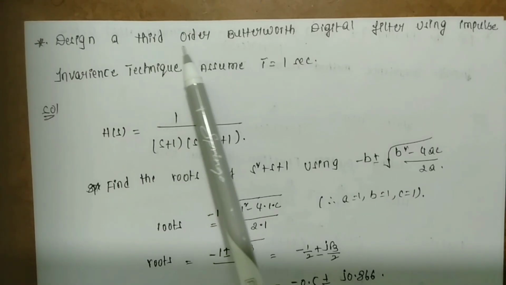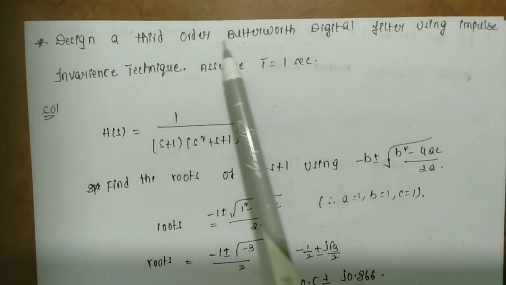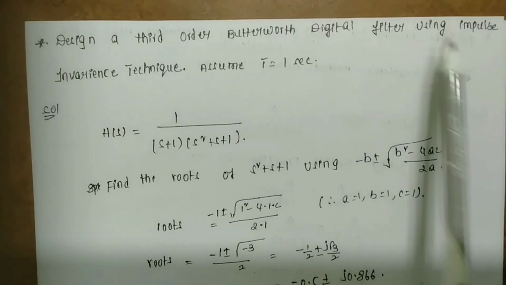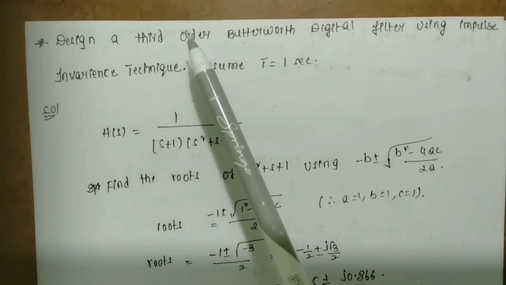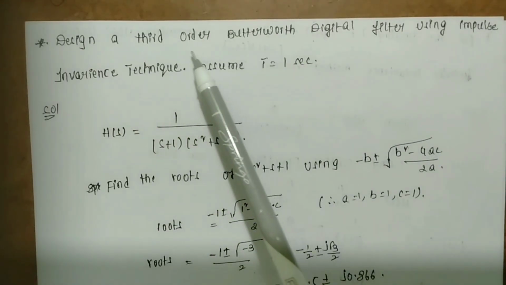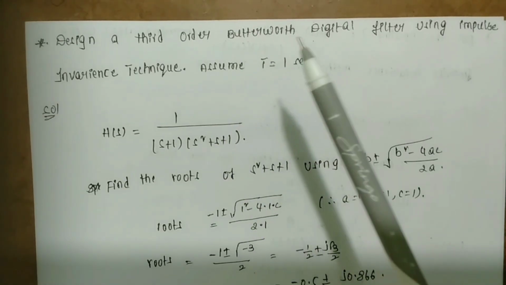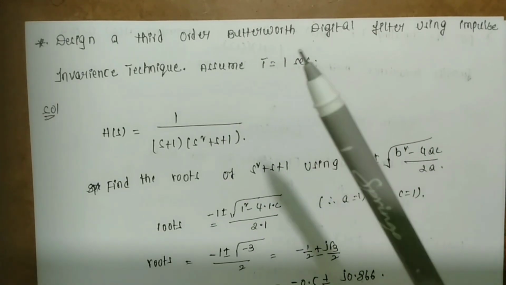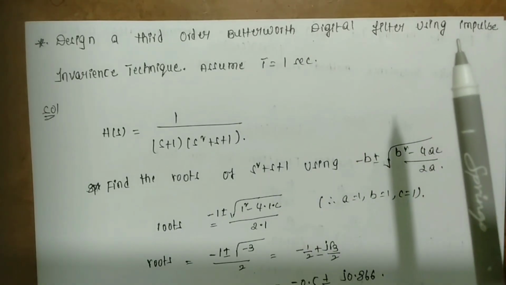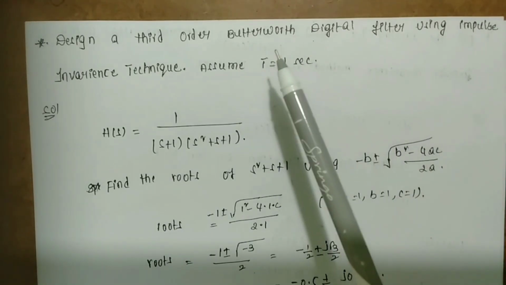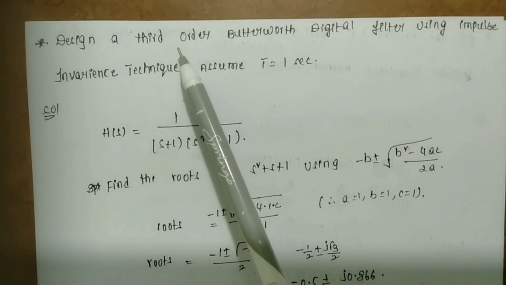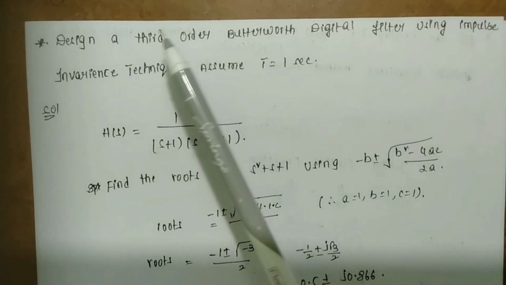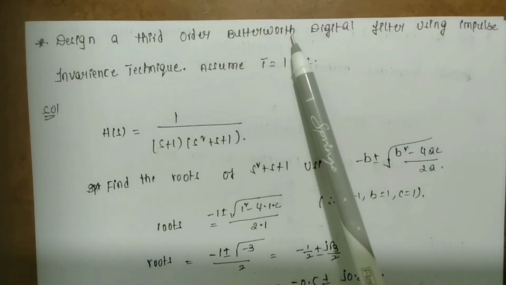But they have given the hint: third order Butterworth digital filter. So you have to know the Butterworth polynomial of order 3. Generally if specifications are given, we calculate the order, and from that order we calculate H(s) for a Butterworth filter. But here they didn't give any specifications; the clue is third order, meaning n equals 3. For n equals 3, what is the Butterworth polynomial?